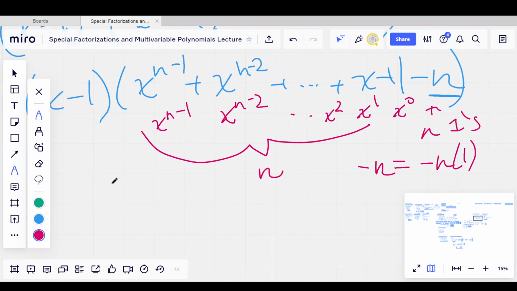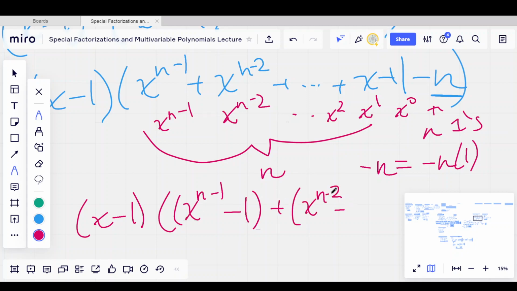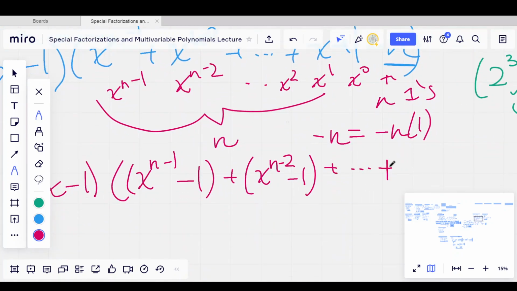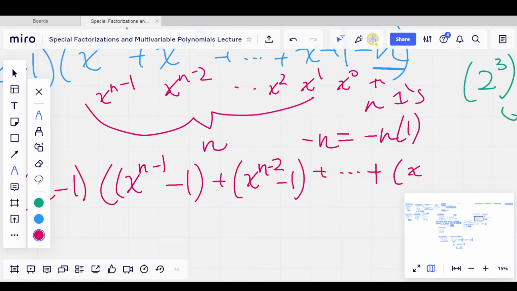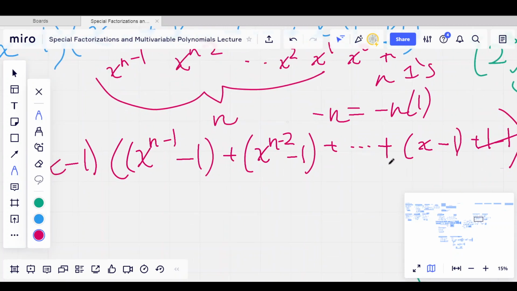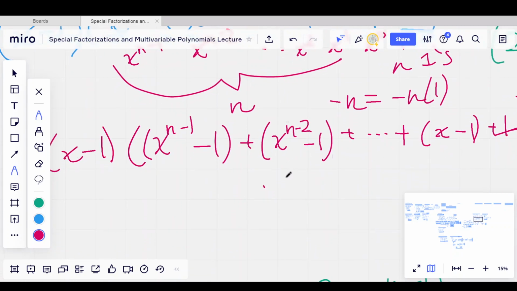Now we just get x minus 1 times, oopsies, x to the n minus 1 minus 1 plus x to the n minus 2 minus 1 plus dot dot dot to x minus 1 plus 1 minus 1. And then don't worry about this because this is 0. So this cancels out. And then all of this is obviously divisible by x minus 1.